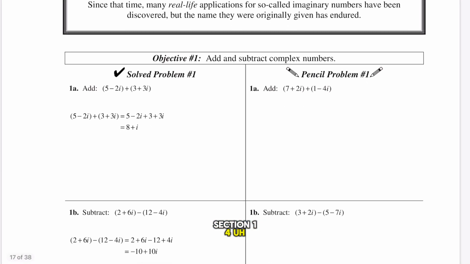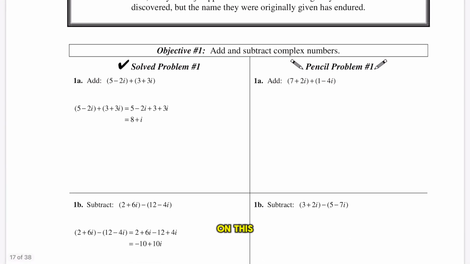Section 1.4, I did not spend a lot of time on this, and I'm not sure how much time was spent in your previous course on complex numbers. But it's just like adding like terms. So this would be 8 minus 2i. And it is a good idea to write it in the proper form, a plus bi.